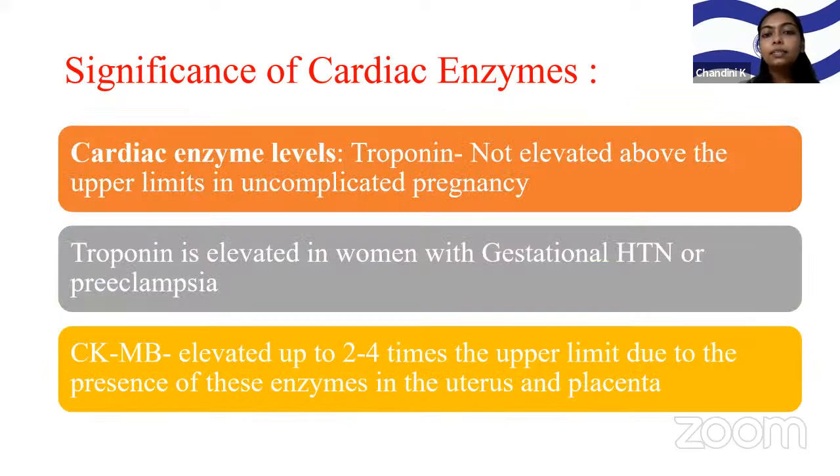And for other cardiac enzymes such as troponin, it is not elevated above the upper limits in uncomplicated pregnancy, but it is elevated in women with gestational hypertension and preeclampsia. And the CKMB levels are elevated up to 2 to 4 times the upper limit due to the presence of these enzymes in the uterus and placenta. Hence, to identify myocardial ischemia in pregnant patients, troponin has more sensitivity than CKMB.